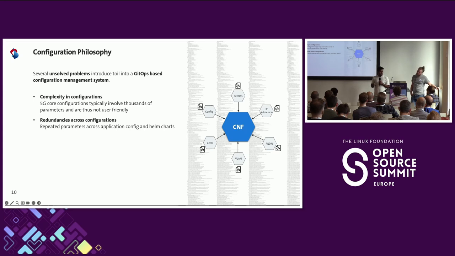The second is there are repeated parameters that we have to use in our config manifests or Helm charts. One example is if you want to set up BGP peering, you need to reference the VLAN IDs or AS numbers on both sides.